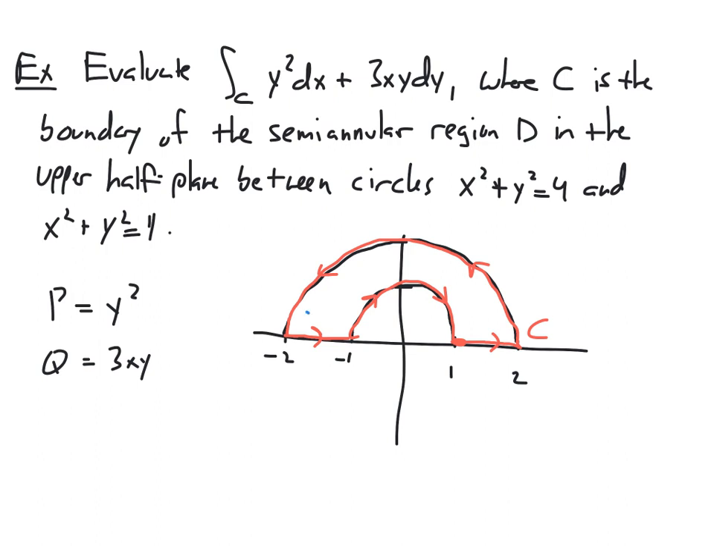However, we have this region between the circles, which we call D, that semi-annular region. And Green's theorem says we can write this line integral as a double integral over that, and we can quite easily describe that region using polar coordinates. So that's exactly what we're going to do.